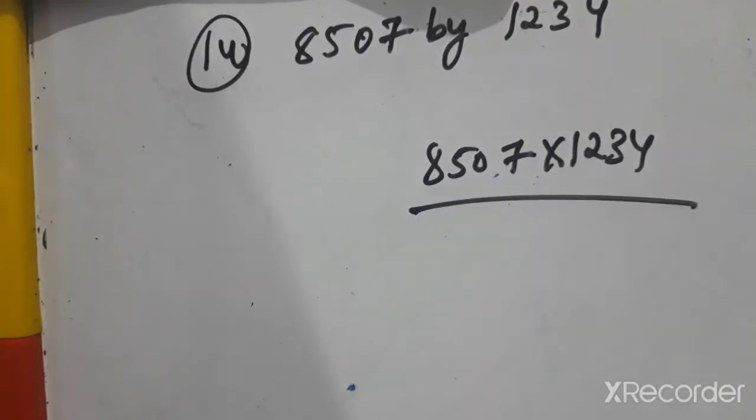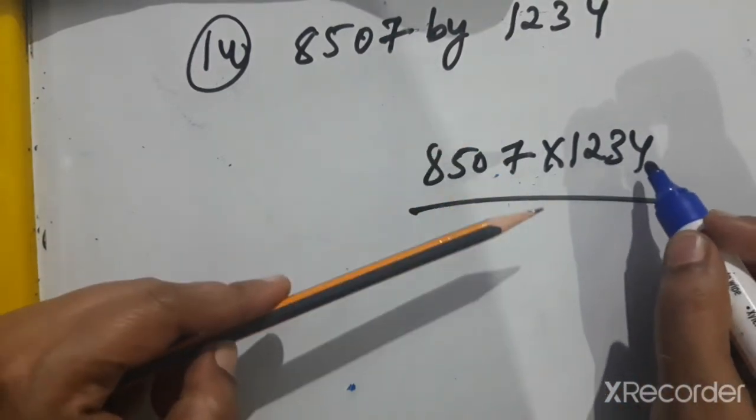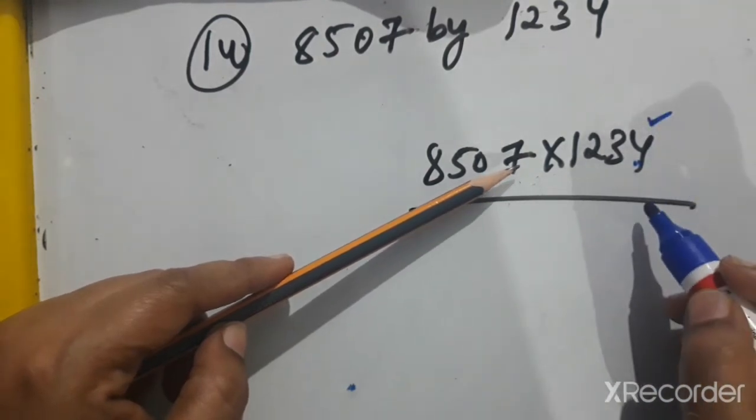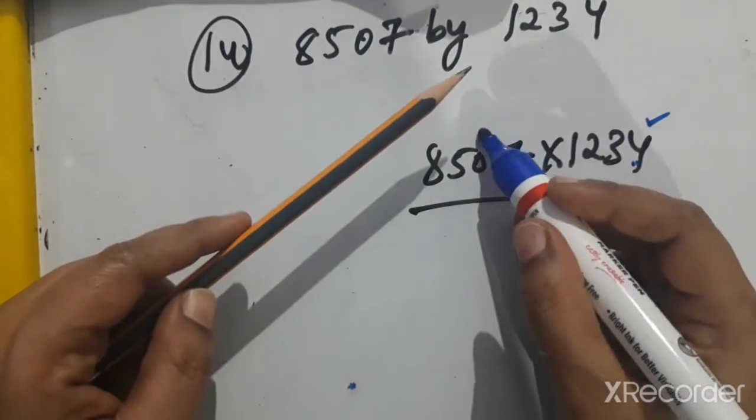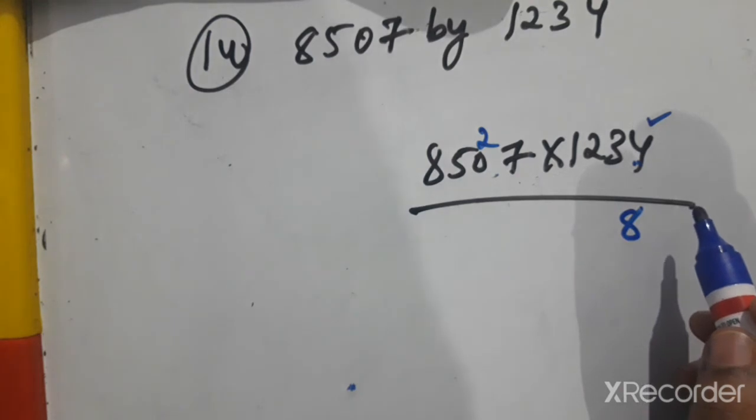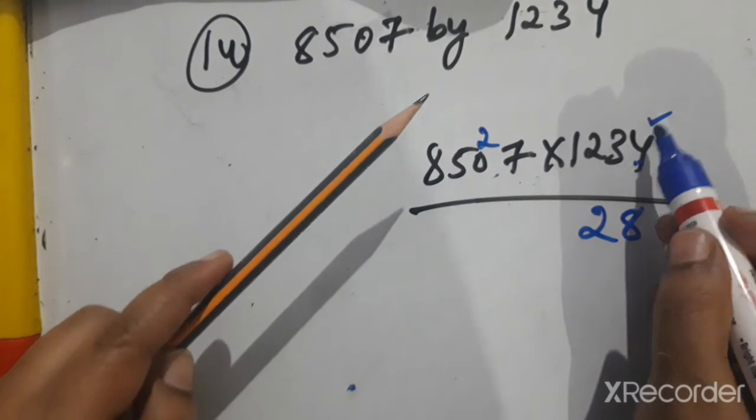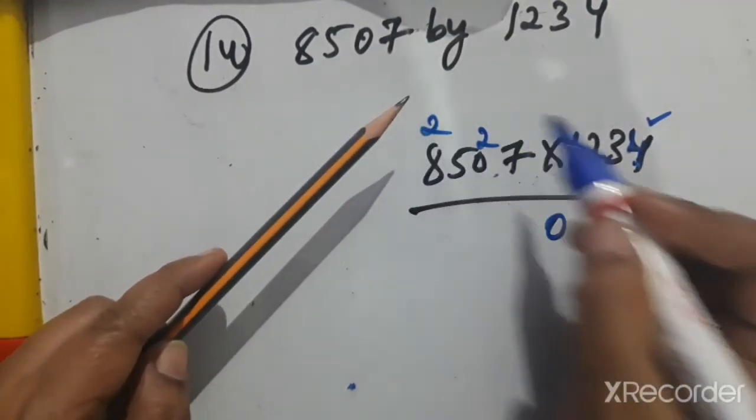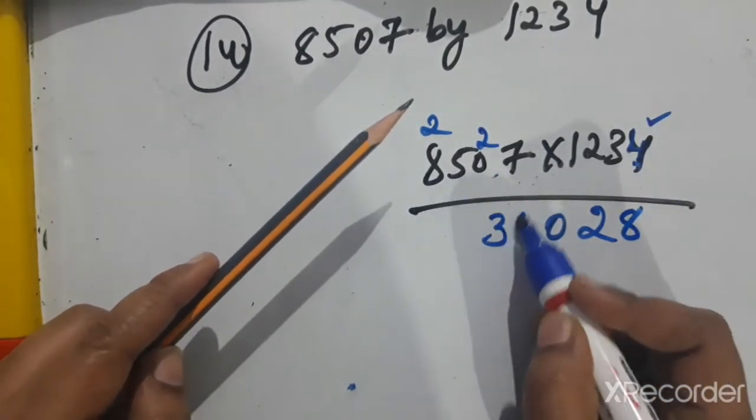14th question, children. 14th one: 8,507 into 1,234. Now first we have to multiply it with 4. 4 sevens are 28. 4 sevens are 28, 2 carry out to next place. Now 4 zeros are 0, 0 plus 2 is 2. Okay. 4 5s are 20, 0, 2 carry over to next place. 4 8s are 32, 33, 34.